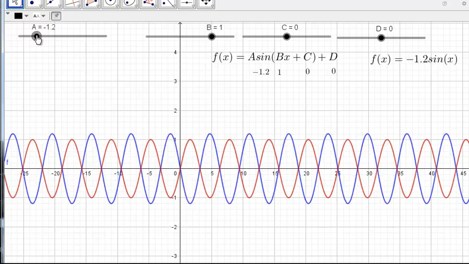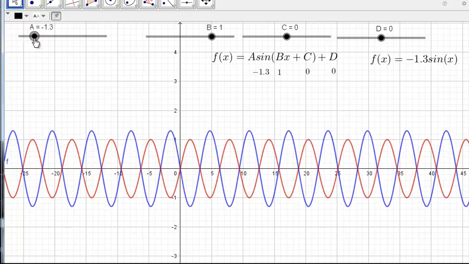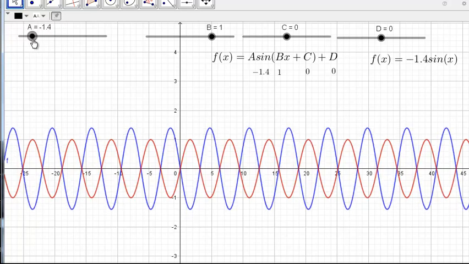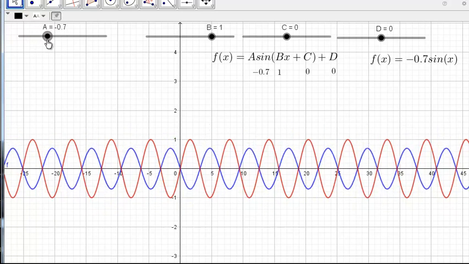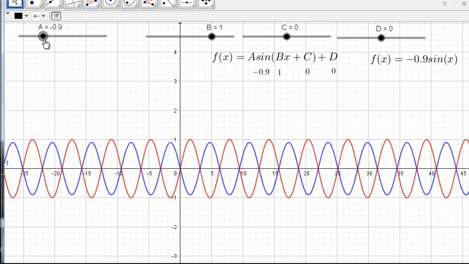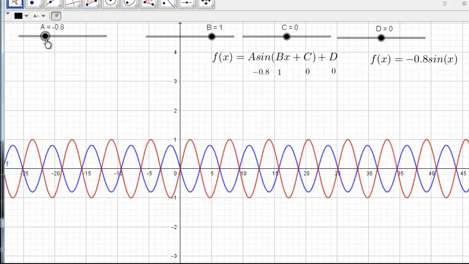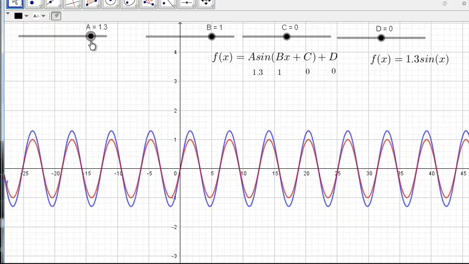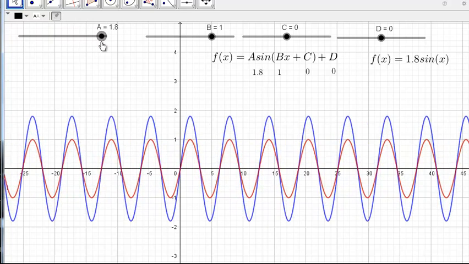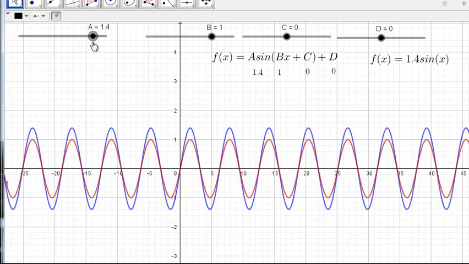Of course, it can have many different values. So as long as it's negative, it'll also undergo that reflection about the x-axis along with a compression or expansion. So here it's been compressed and reflected. Here it's being expanded and or stretched and reflected. And over here I can compress it or expand it.